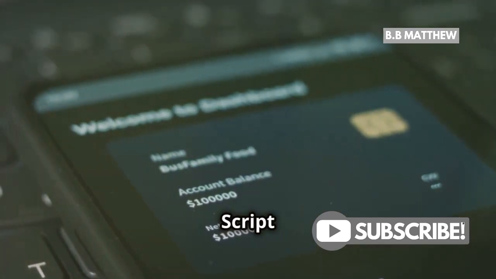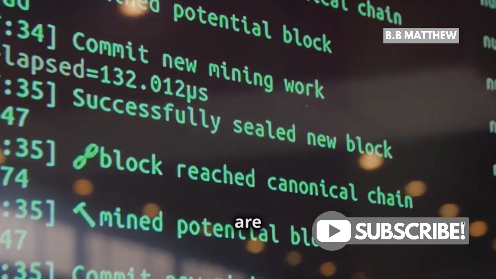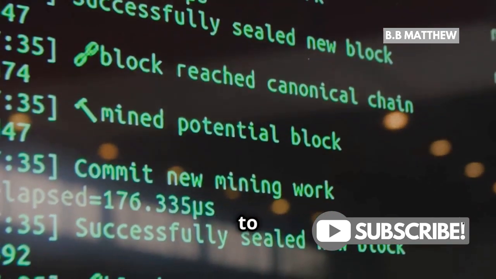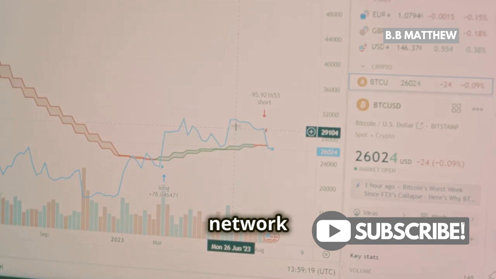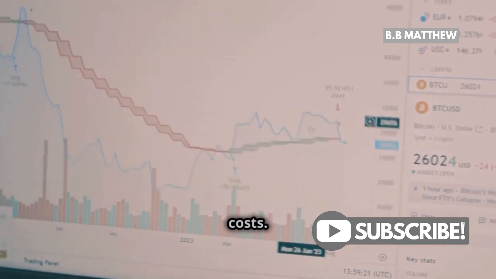Step 3. Script validation. If smart contracts are involved, the network runs Plutus scripts to verify conditions. Step 4. Fee verification. The network ensures the transaction fee covers processing costs.